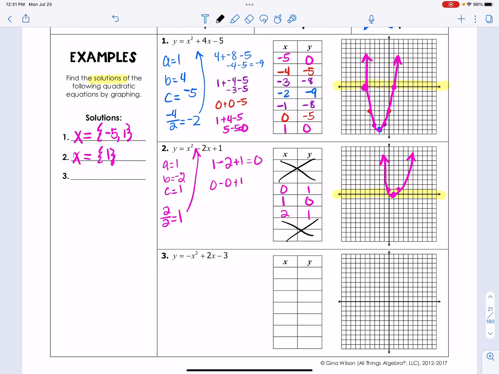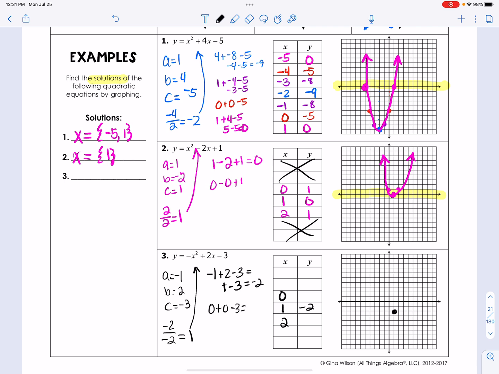Okay, so let's take a look at number 3. A is a negative 1, B is 2, C is a negative 3. So I'm doing a negative B over 2A, and so that's 1. So my middle one is 1. I'm going to put 1 in here. 1 squared is 1, and then I'm taking the negative of it. And so that's 1 minus 3, which is a negative 2. Okay, so I'm at 1, negative 2. So then I'm going to put in 2 and I'm going to put in 0. Wouldn't that be 0 plus 0 minus 3? So isn't that a negative 3?